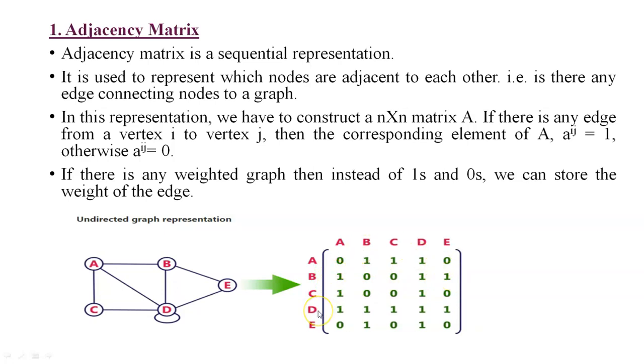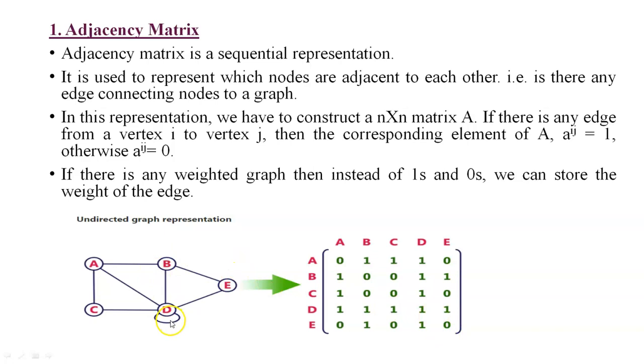So now, we'll see with E. So E to A, if there is any connection, there is no direct connection, so it is 0. Then E to B, there is a single edge connection, so it is 1. And then E to C also there is no direct connection, so it is 0. Then E to D, there is a direct connection, so it is 1. And E to E, there is no self edge, so it is 0.